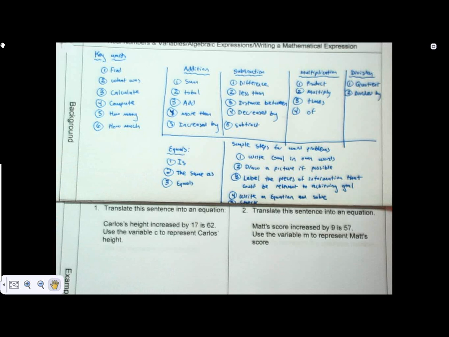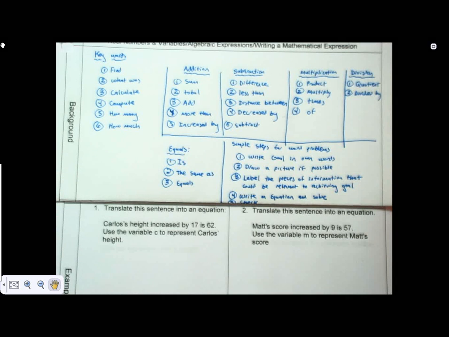Okay, let's take a look at how you might try number one. If you look at my simple steps for solving word problems, that's the strategy we're going to use to tackle number one and number two. So my first step is to write down your goal in your own words. So let's take a look at number one.